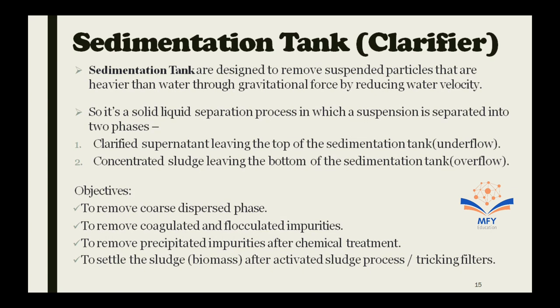An efficient sedimentation tank can remove about 90% of SS and 40% of organic matter with 2 hours of detention time. The major objectives are to remove coarse dispersed phase, to remove coagulated and flocculated impurities, to remove precipitated impurities after chemical treatment, and to settle the sludge biomass after the activated sludge process or after trickling filters.